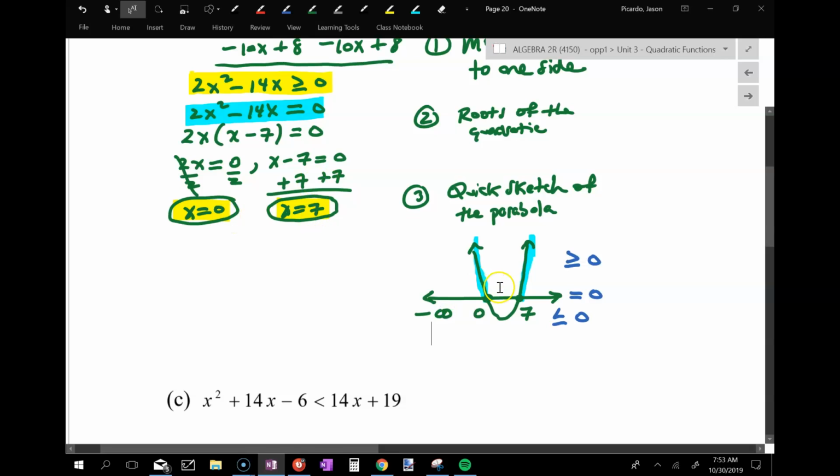And do you guys agree that this right here is indicating that it's rising and moving which way? To the right. So is 8 a solution? And is 9 a solution? And is 30? And is infinity? Yeah.